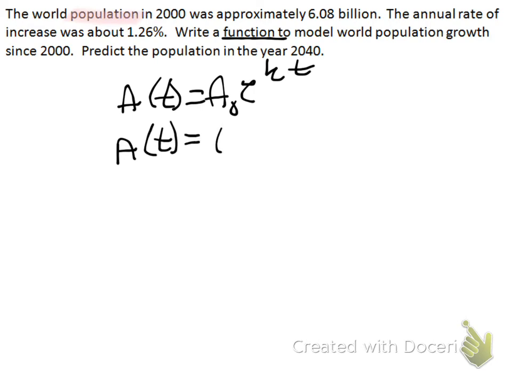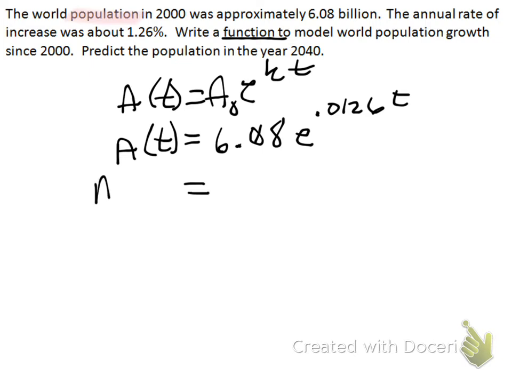It will be my initial amount, which is 6.08. It's understood that this is in billions, so I don't have to write it all out. 6.08 billion times e to the k, which is my rate in decimals, so it's 0.0126. You move your decimal over 2 times to the left, times t. So that's my function. Now we're going to use this function to get the answer.